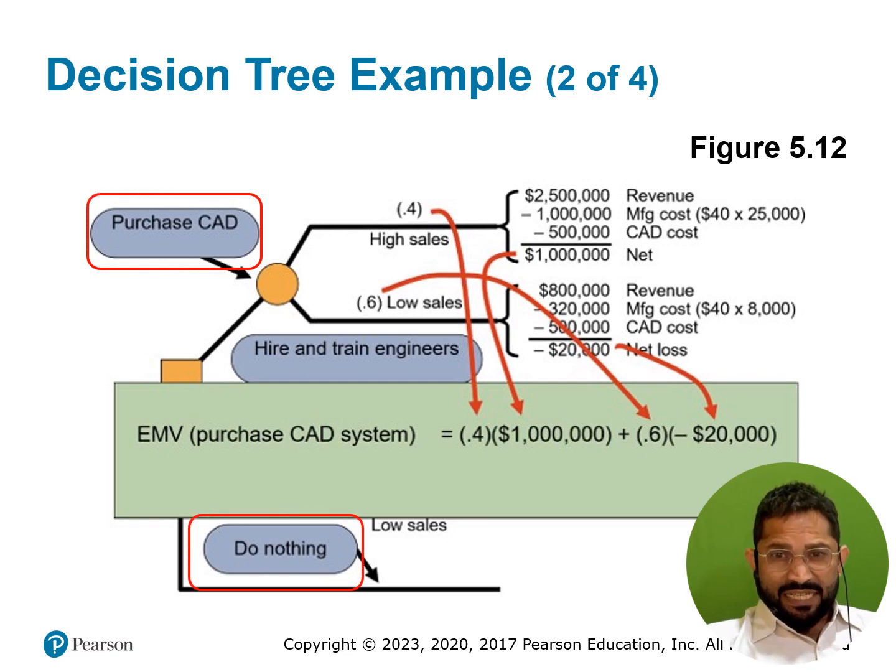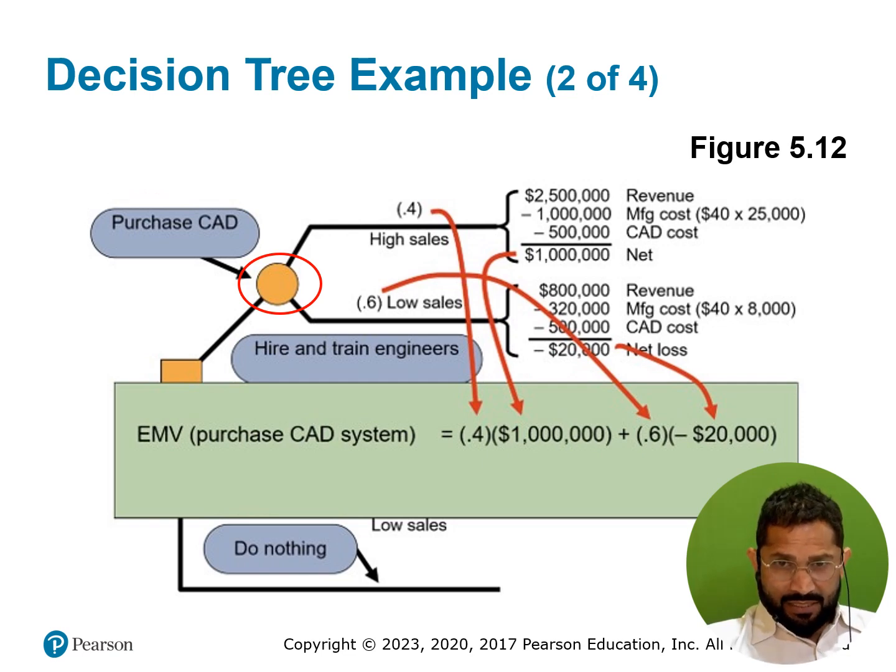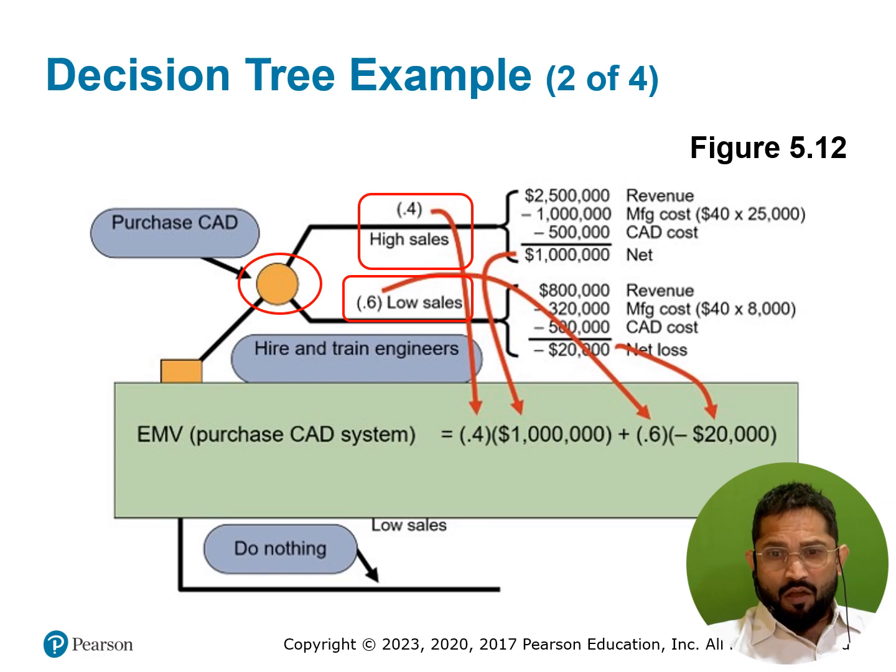If the decision is to purchase the CAD computer-aided design system, there is a chance node that follows, indicating there's uncertainty about the level of sales that will be achieved. There are two branches: high sales with a probability of 0.4 or 40%, and low sales with a probability of 0.6 or 60%.